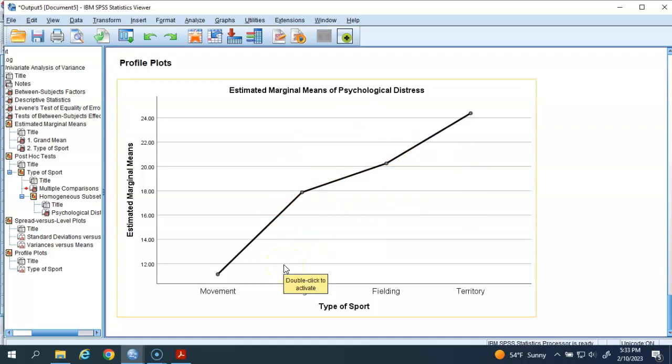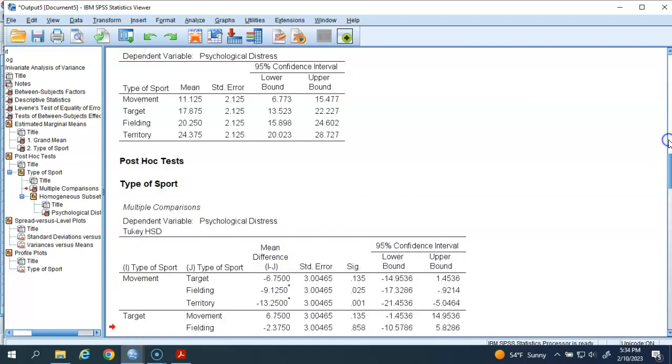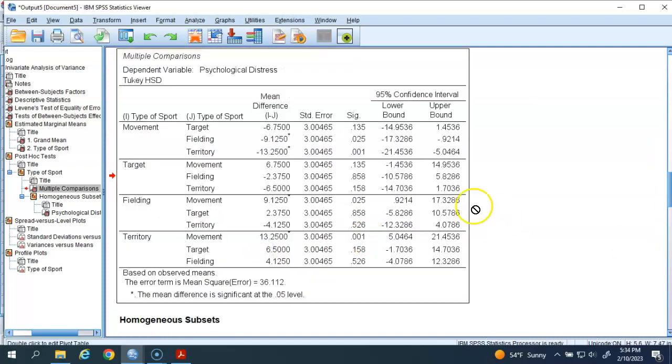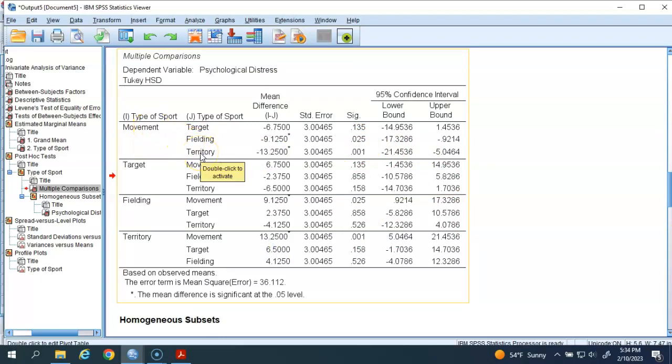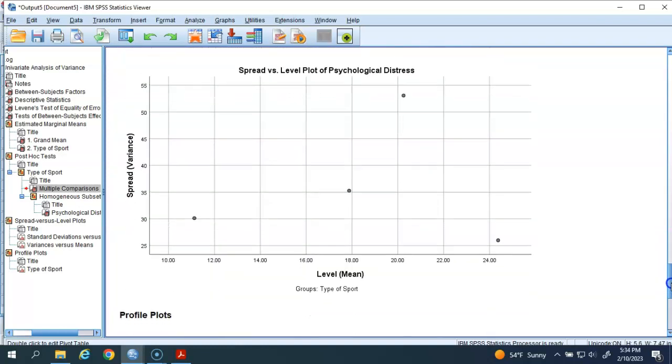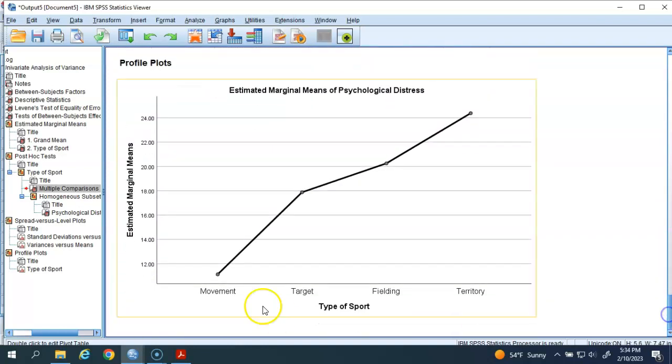So we can kind of use this visualization of our profile plots to support those multiple comparison procedures that we saw earlier. We see a difference between movement and fielding and territory. And we can see down here, we see a difference between movement and fielding and territory.